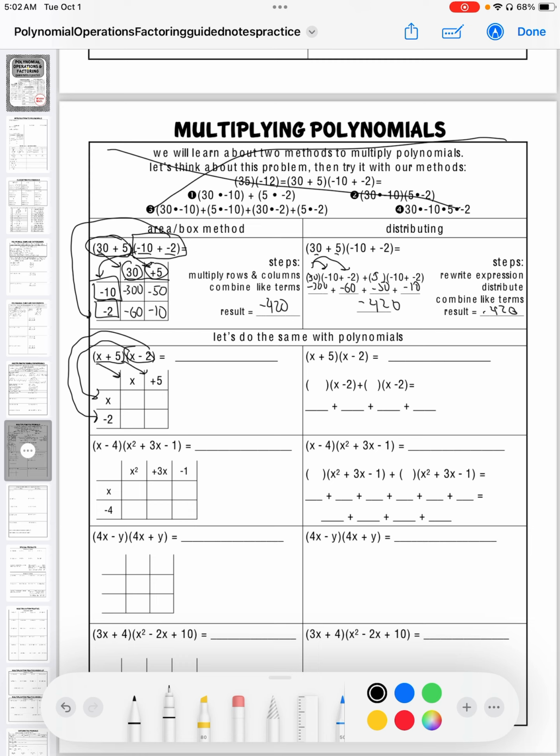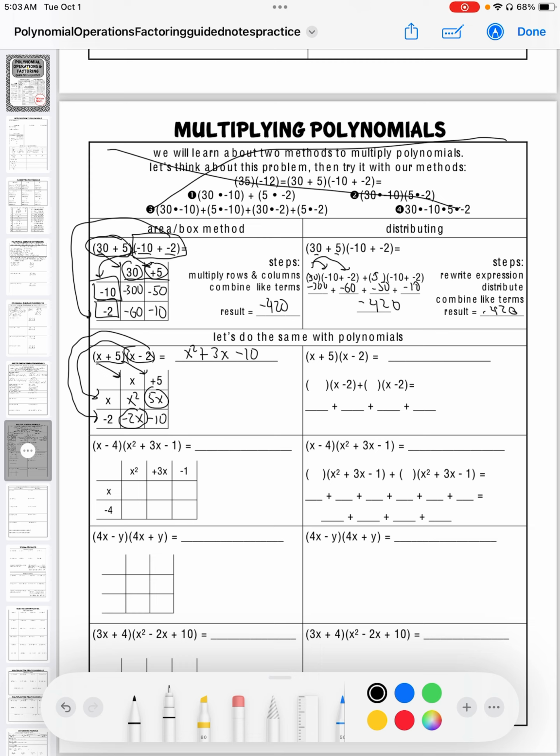So in this one would be x times x, which is x squared. And this one would be 5 times x, which is 5x. And this one would be negative 2 times x, which is negative 2x. And negative 2 times 5 would be negative 10. We then need to combine like terms. The only like terms that we have here are negative 2x and 5x, which would make 3x. Then we should have the x squared in front and the minus 10 at the end. We just multiply to fill in the box and then combine like terms.